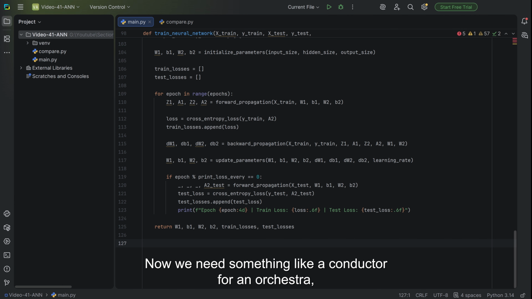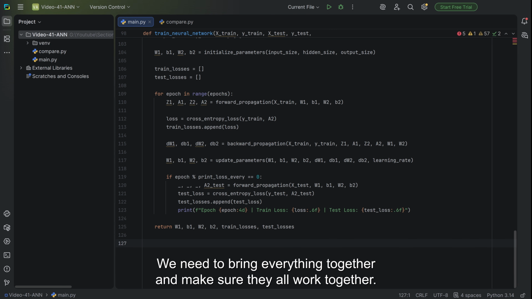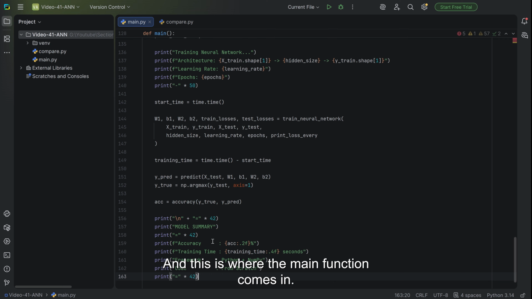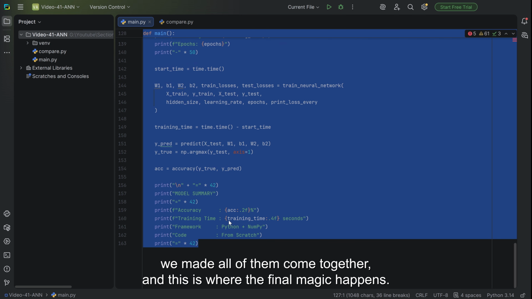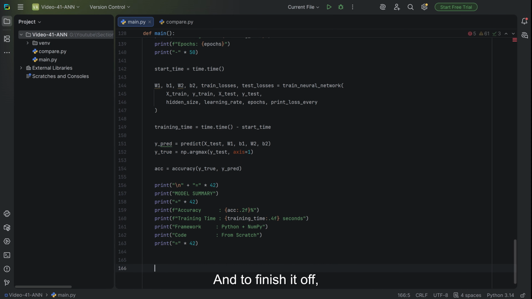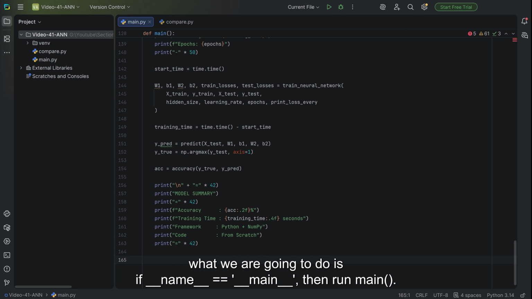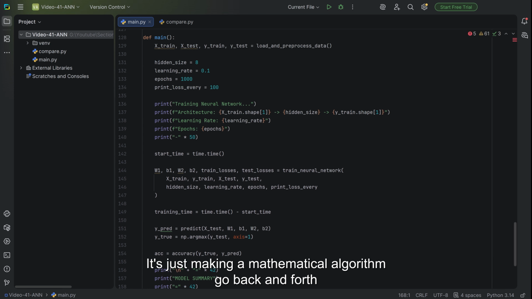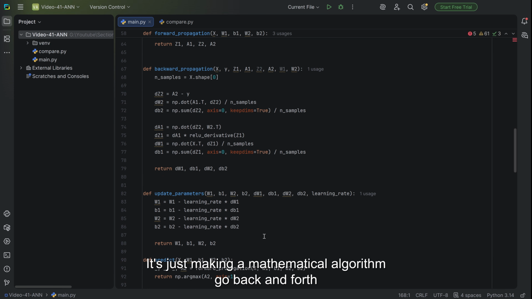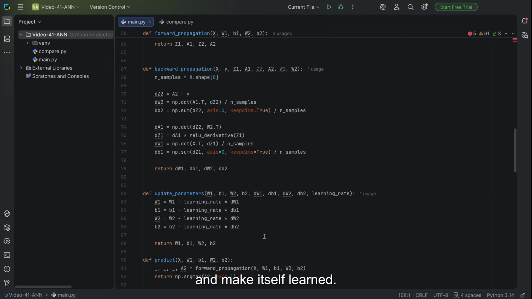Now we need something like a conductor for an orchestra. We need to bring everything together and make sure they all work together. And this is where the main function comes in. As you can see, we made all of them come together, and this is where the final magic happens. And to finish it off, if the file name is main, then start main.py. So as you can see, a neural network isn't very hard. It's just making a mathematical algorithm go back and forth and make itself learn.